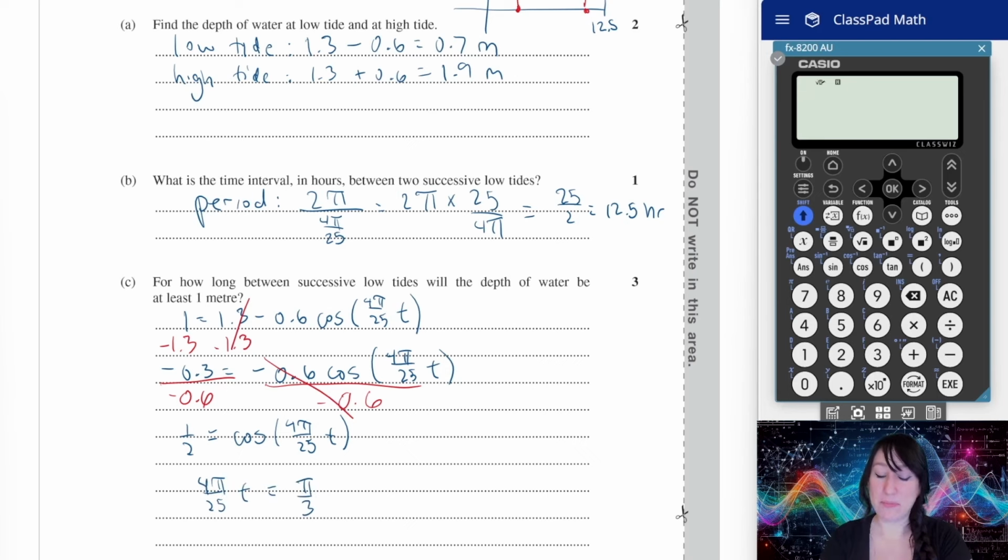That's just the first time that it will equal pi over 3, in the first quadrant. Remember, cosine is also positive in quadrant 4, and that'll be the next time. Now that angle is 2 pi minus pi over 3, so 5 pi over 3.